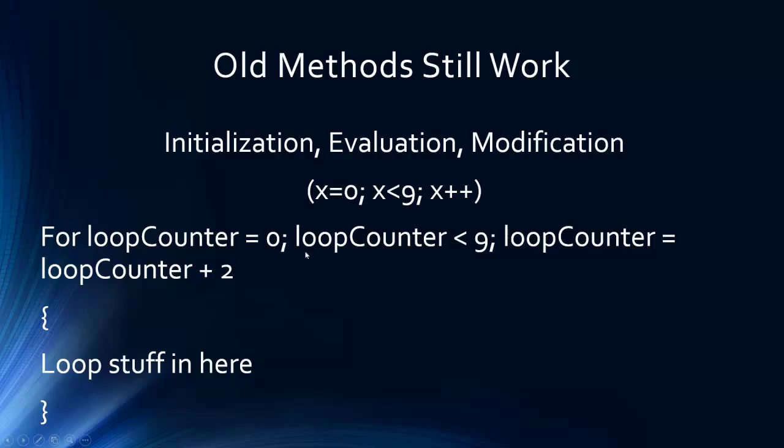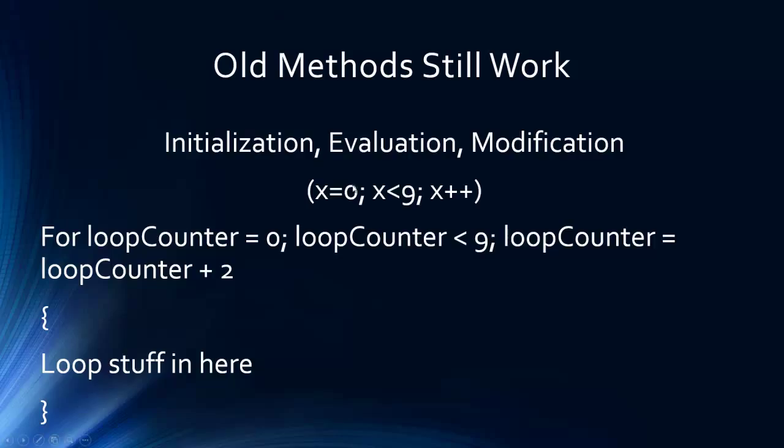And then we did a semicolon, and then we did loop counter less than or equal to, or however we want to do it. But in this case, it's just less than 9. So that's the evaluation. As long as the loop counter is less than 9, I'm going to keep running this loop. And then we have loop counter equals loop counter plus 2, because we have to keep modifying the loop counter for every step of the loop so that eventually it'll run out.